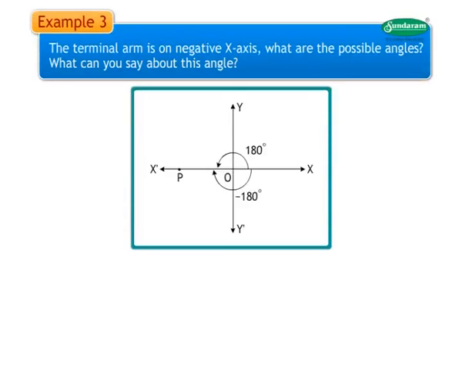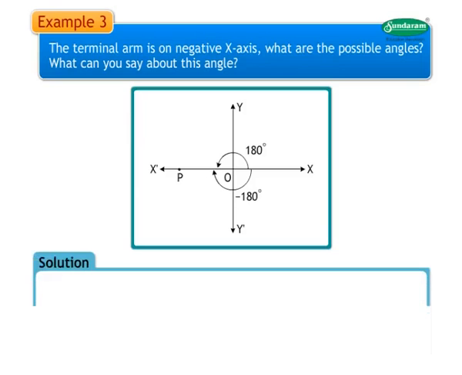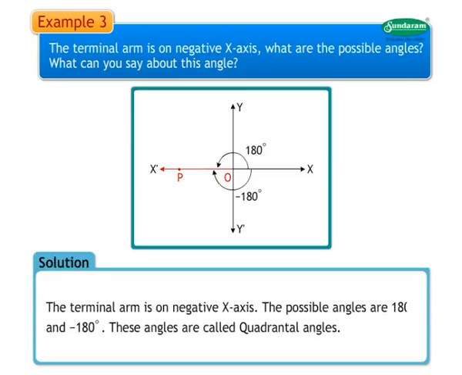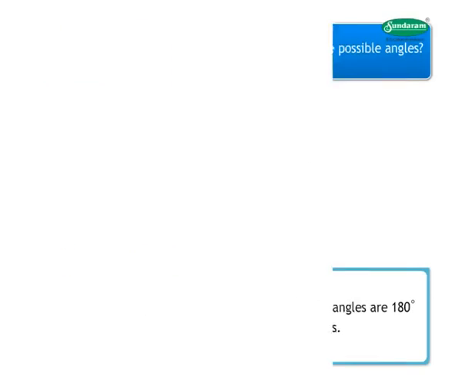Example 3. The terminal arm is on negative x-axis. What are the possible angles? What can you say about this angle? Solution. The terminal arm is on negative x-axis. The possible angles are 180 degrees and minus 180 degrees. These angles are called quadrantal angles.